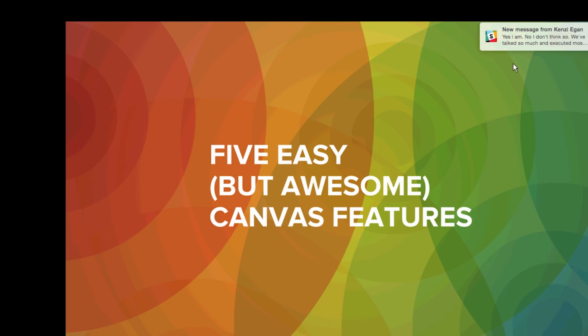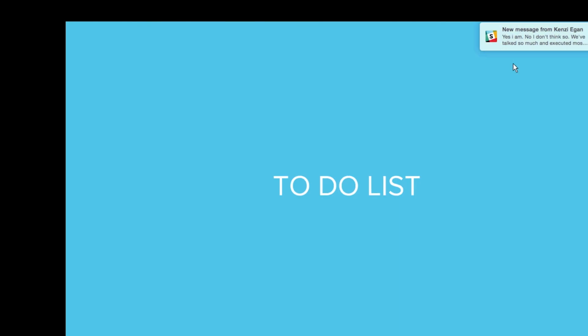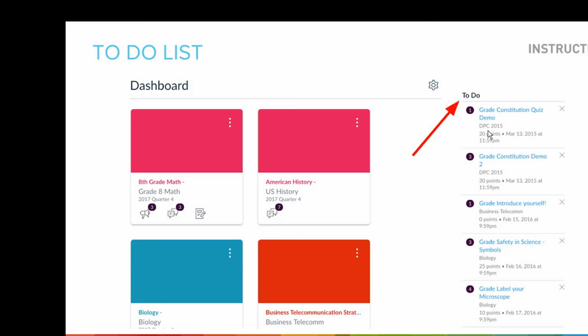Now we'll move into some of the features in Canvas that are most often used and the easiest features to take advantage of right out of the gate. The first one is the to-do list. Anytime a user, either a student or a teacher, logs into Canvas, the to-do list is going to show up on the right-hand side of the dashboard. So as a student, this is going to show me all my assignments that I have coming up, discussions, class times, anything that I need to do will be on the right-hand side.